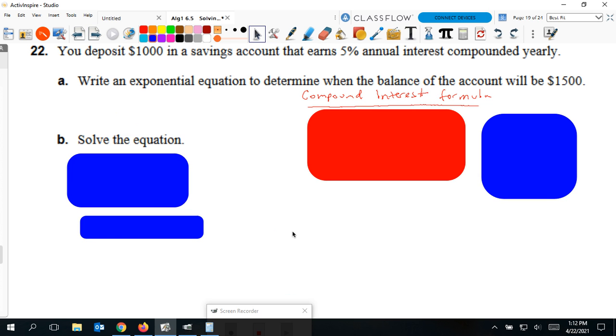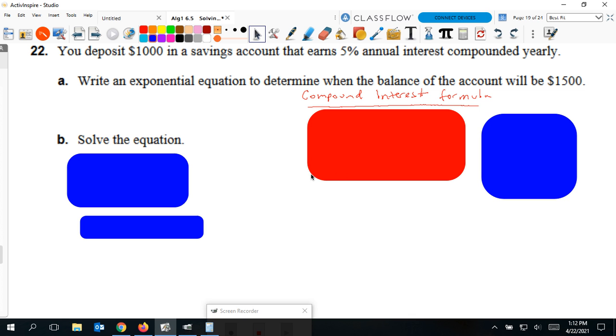Number 22 puts it in kind of a real-life situation where we have a compound interest problem. It says you deposit $1,000 in a savings account that earns 5% annual interest compounded yearly. Write an exponential equation to determine when the balance of the account will be $1,500. Okay, so our compound interest is an exponential equation or function.